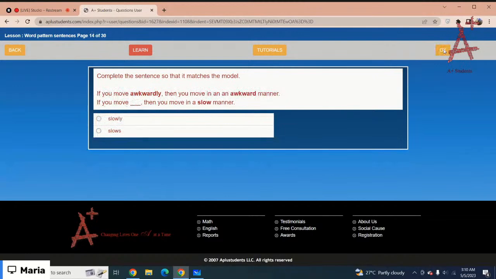If you move awkwardly, then you move in an awkward manner. If you move dash, then you move in a slow manner. So which is the correct option? It would be slowly. If you move slowly, then you move in a slow manner.